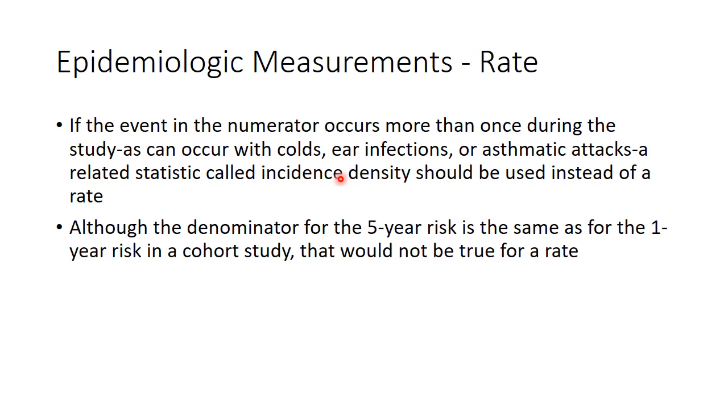And then the other thing, when you're looking at rate being a good estimate of risk, you need a short time period, because even though the denominator for risk does not really change between a 5-year time period versus a 1 year, because you're looking at the same number of people who enter the study, that's not going to be the same for a rate, because essentially the denominator changes depending on what kind of time frame you're looking at.